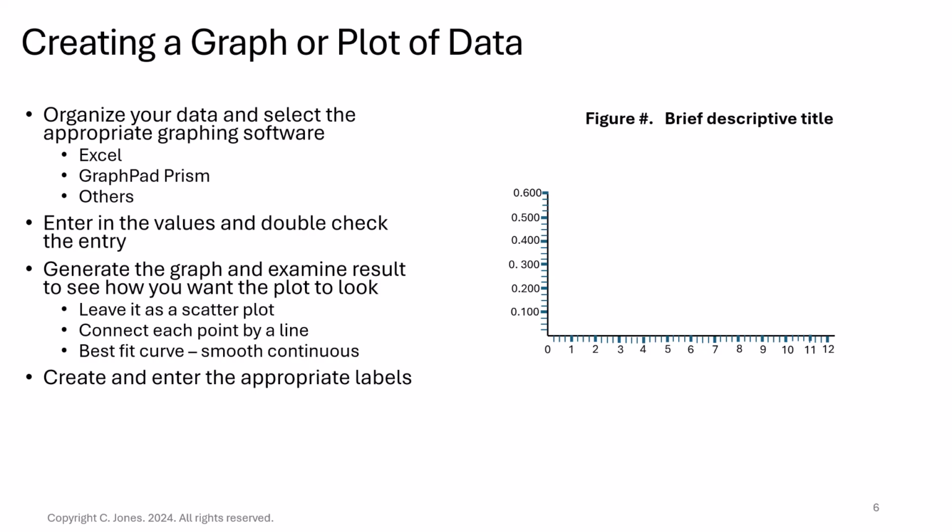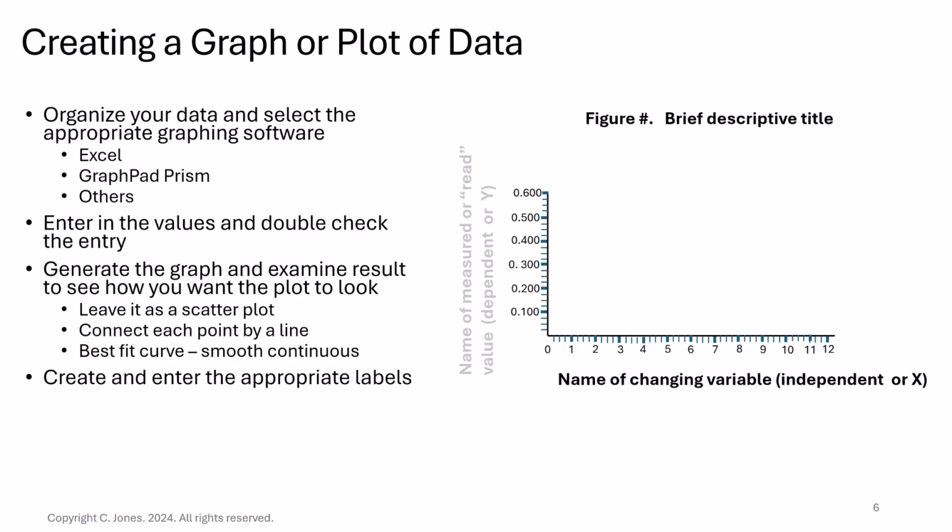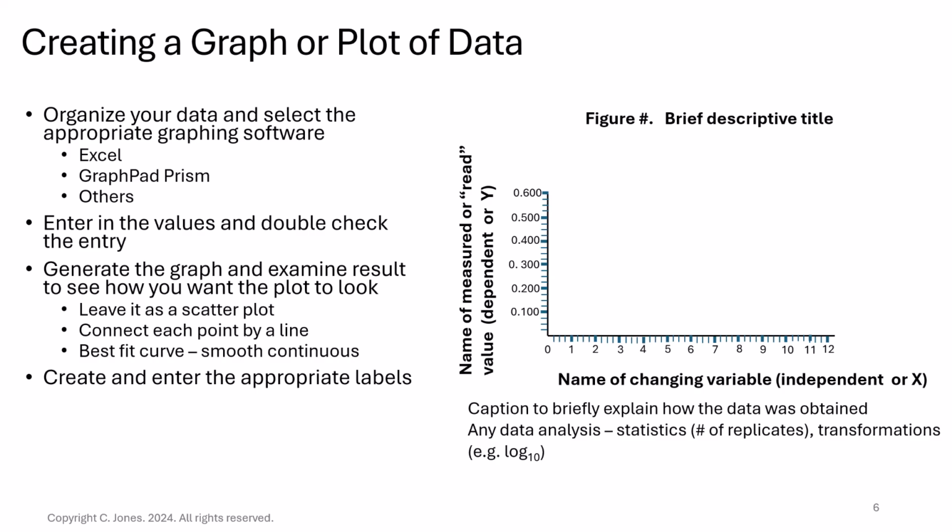But first, when we generate the table, we're going to provide some information again. A brief descriptive title, and then the x-axis will be the name of the independent or the changing variable. The y-axis will be the name of the measured or read value. That's the dependent value, okay? And then again, we have a caption to briefly explain how the data was obtained.